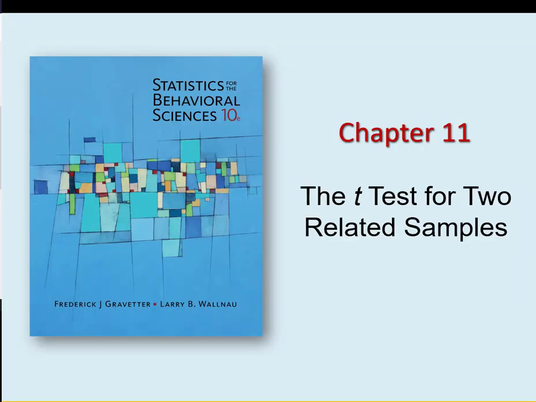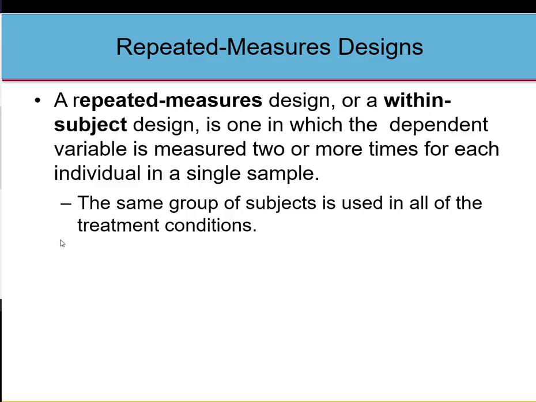Okay, so this week we're going to talk about the t-test for two related samples in Chapter 11, and in Chapter 12 we're going to talk about analysis of variance. So a repeated measures design, or what they call a within subjects design, is one where the dependent variable is measured at 2 or more times for each individual in a single sample. So we have one group measured over a length of time. And it's the same group of subjects used in all of the treatment conditions.